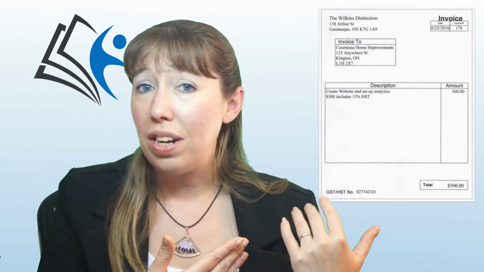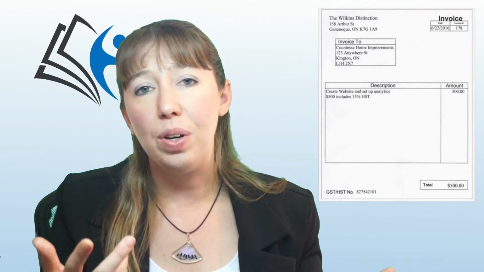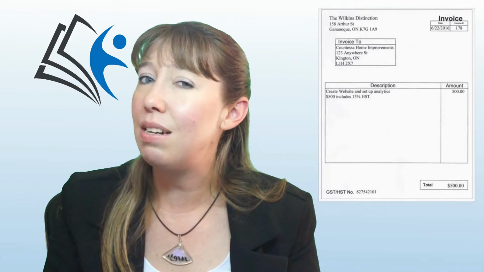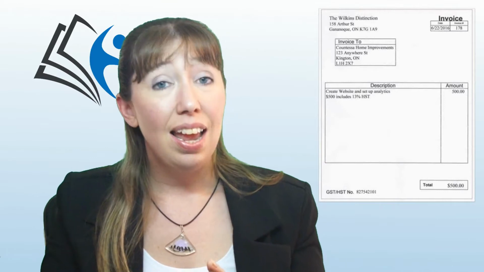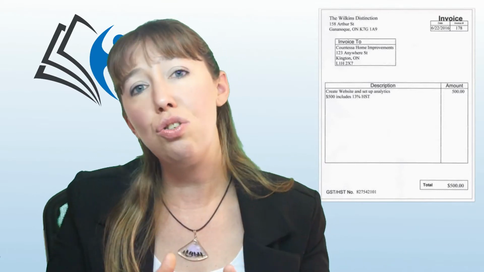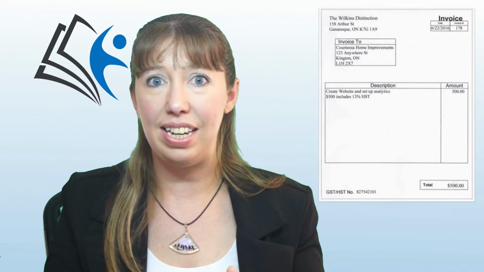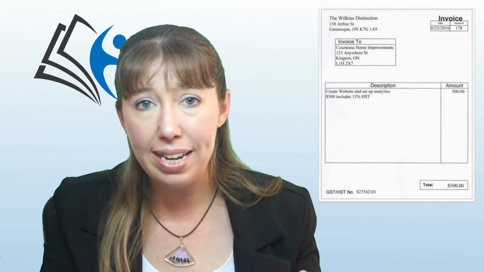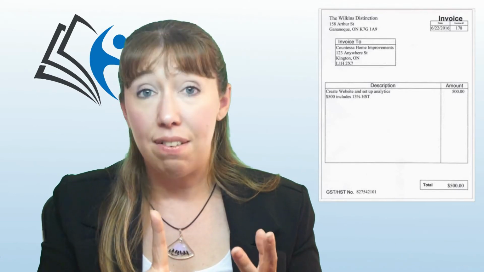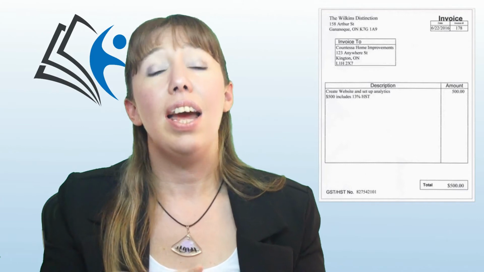So this next one looks pretty standard as well. It's got who it's from, who it's to, it's got the date, it's even got the GST, HST number on there this time, but it doesn't break out the GST, HST amount. But it does say that the $500 includes 13% HST. So the fact that it says the rate, because HST is different rates in different provinces, and the fact that it says it's included in there is acceptable. So this one is an acceptable form of support and documentation for CRA.